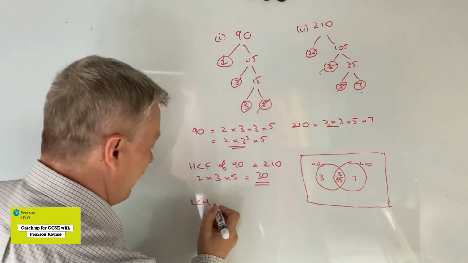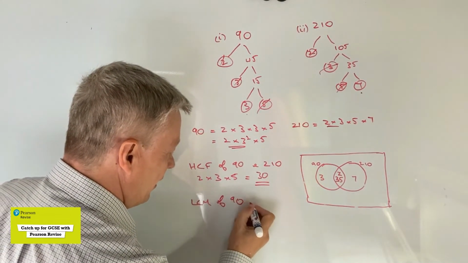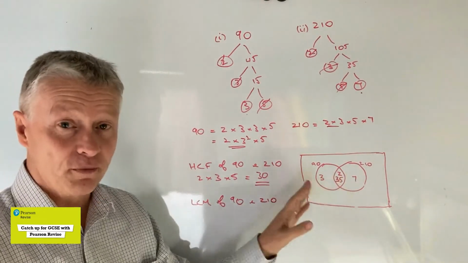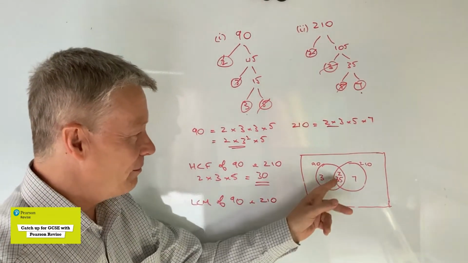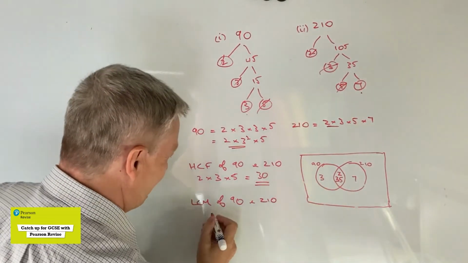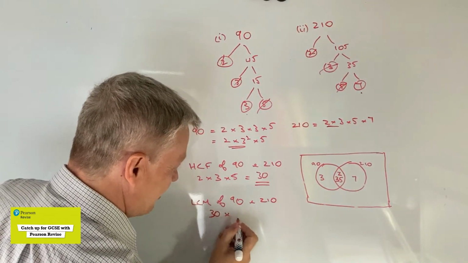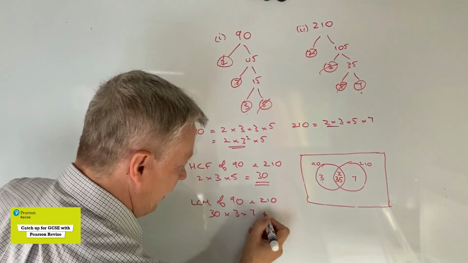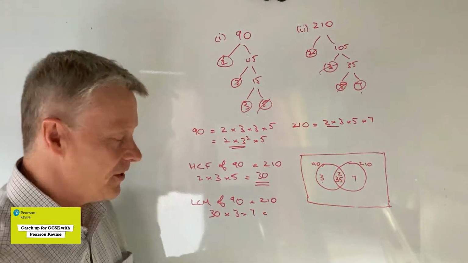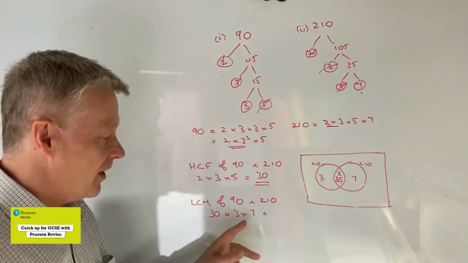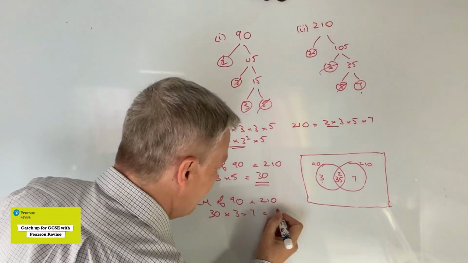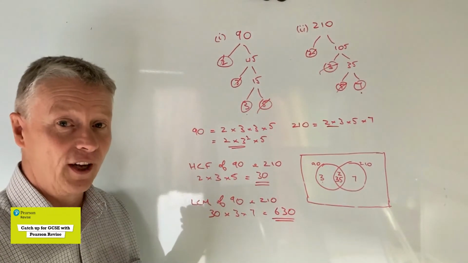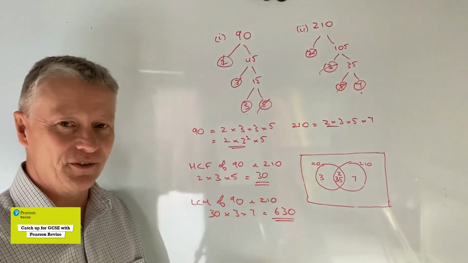And the lowest common multiple, which is part C of the question, of 90 and 210, is all of these numbers multiplied together. You've already multiplied the ones in the middle, which are going to be 30, and then I've got a 3 and a 7 left. If I calculate all of that together, 30 times 3 is 90, 90 times 7 is 630. So the lowest common multiple of 90 and 210 is 630.